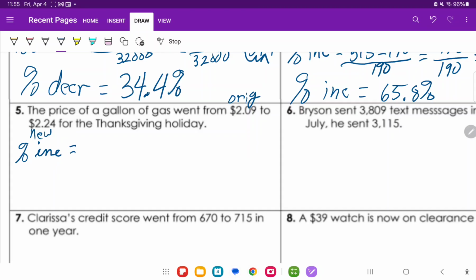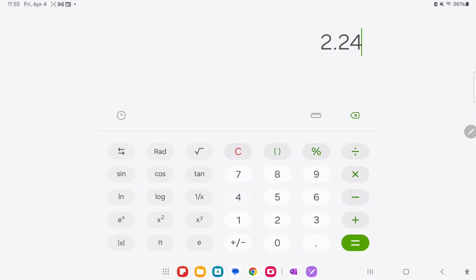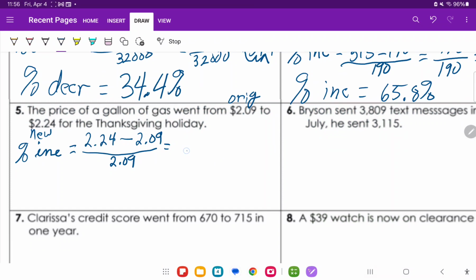And so that's going to be the 224 minus the 209. The original always goes on the bottom. Okay, so 2.24 minus 2.09 equals 0.15. So this is 0.15. Move the decimal 1, 2. So the percent of increase is equal to 15%.